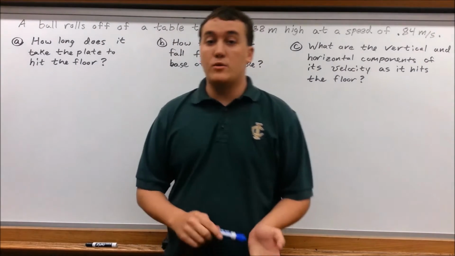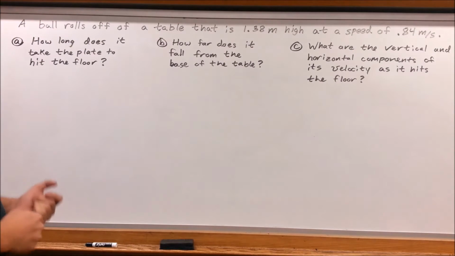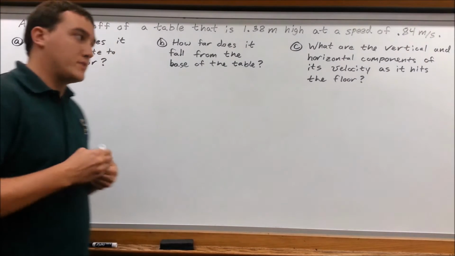Today I'll be talking about motion in 2 dimensions, and that includes acceleration in 2 dimensions. So, first example problem. A ball rolls off a table that is 1.38 meters high at a speed of 0.84 meters per second. So first, we want to picture this. We want to see what's happening.